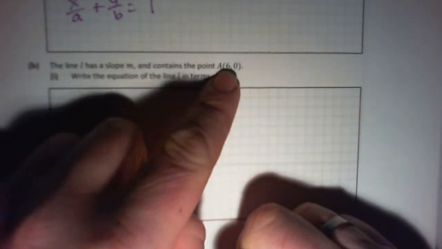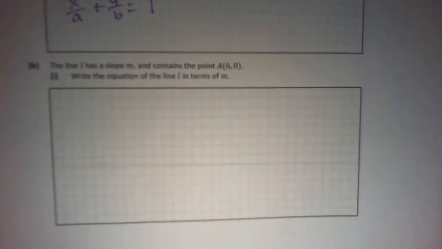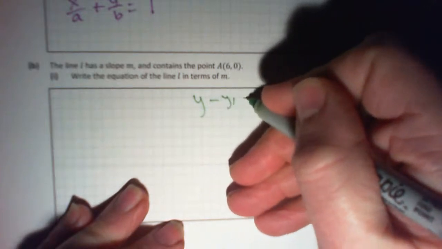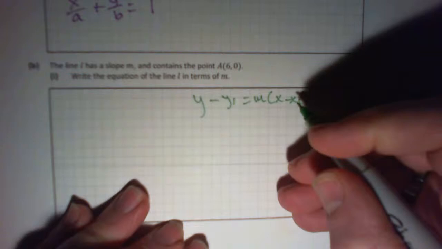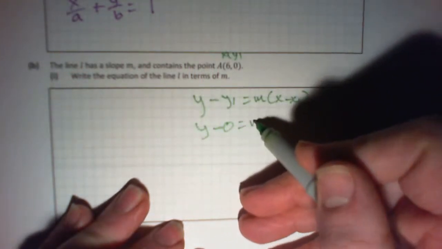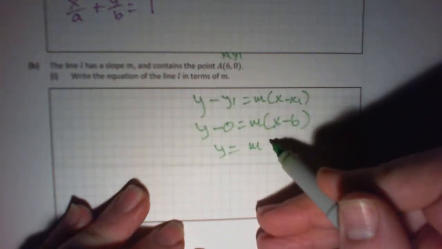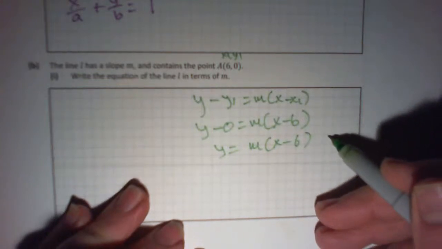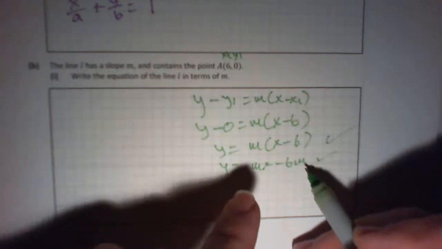Now, let's have a look at the next bit of this question. The line L has a slope of m and contains the point (6, 0). Write the equation of the line L in terms of m. Well, again, we can use our formula: y minus y1 is equal to m times x minus x1. So we have a point x1, y1. So y minus 0 is equal to m times x minus 6. Y is equal to m times x minus 6. So that's technically the answer. If we want to multiply it out, mx minus 6m, you can do that as well.